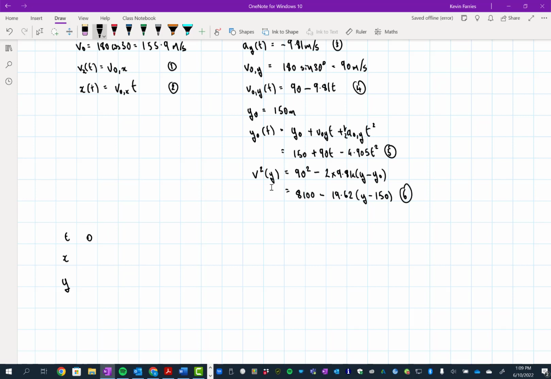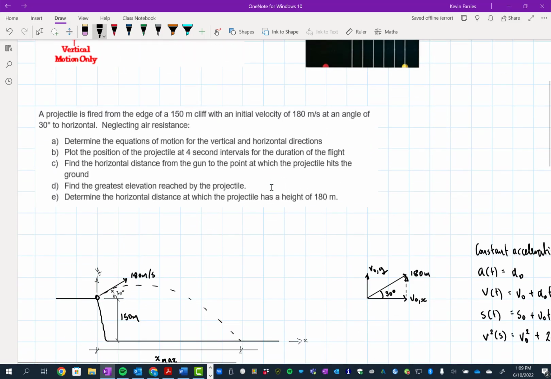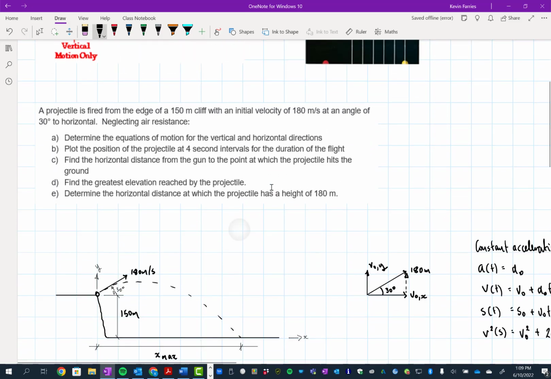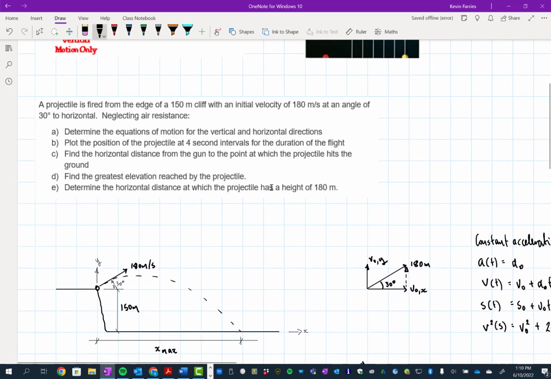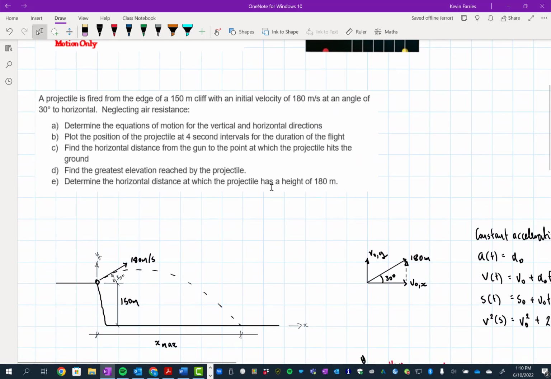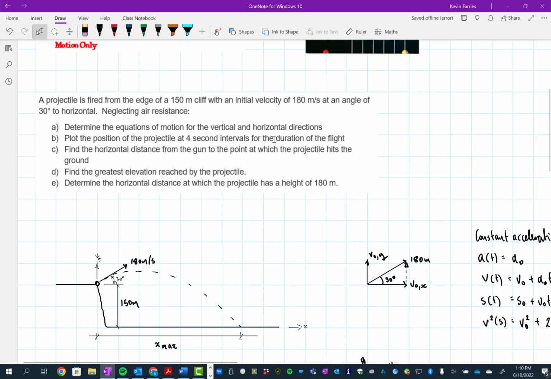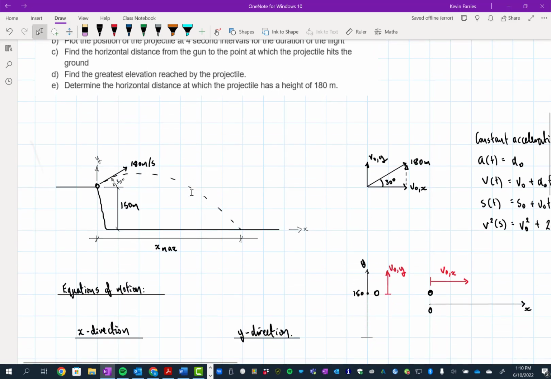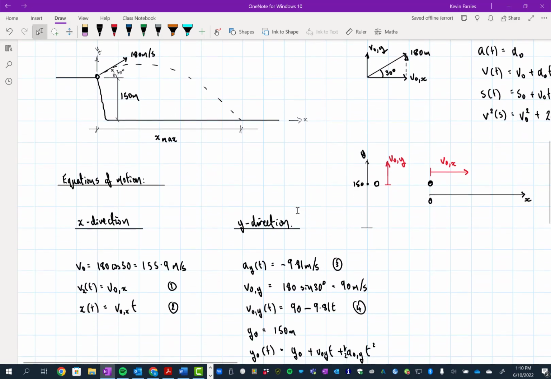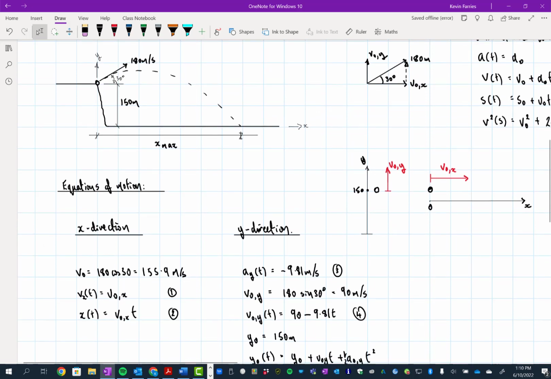Might need a bit more space than that. 4. Have we figured out how many seconds it's going to take for it to hit the ground? Not really. It would probably be easier if we figured that out first, the duration of the flight. So let's just figure out how long it's going to take for this projectile to hit the ground.